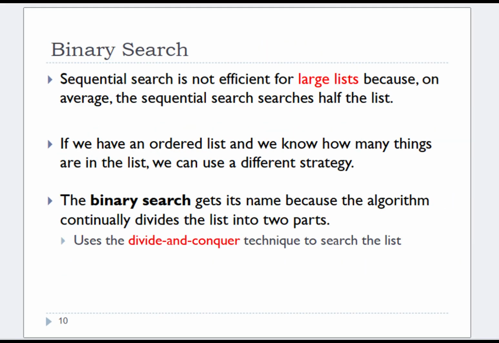Binary search. Sequential search is not efficient for large lists because, on average, the sequential search searches half the list. If we have an ordered list and we know how many things are in the list, we can use a different strategy. The binary search gets its name because the algorithm continually divides the list into two parts. It uses the divide and conquer technique to search the list.